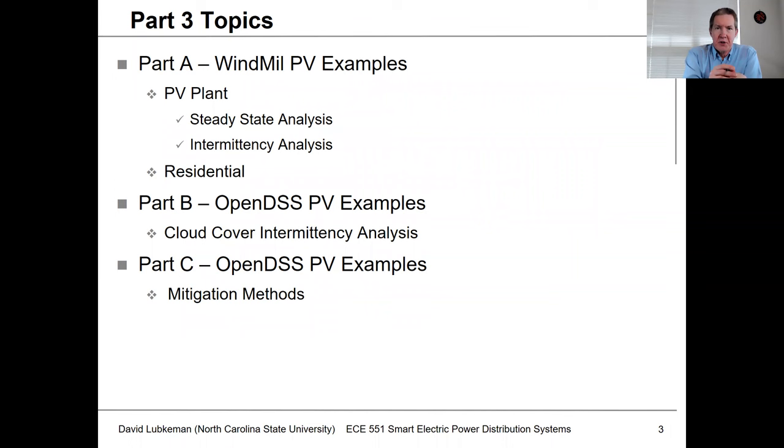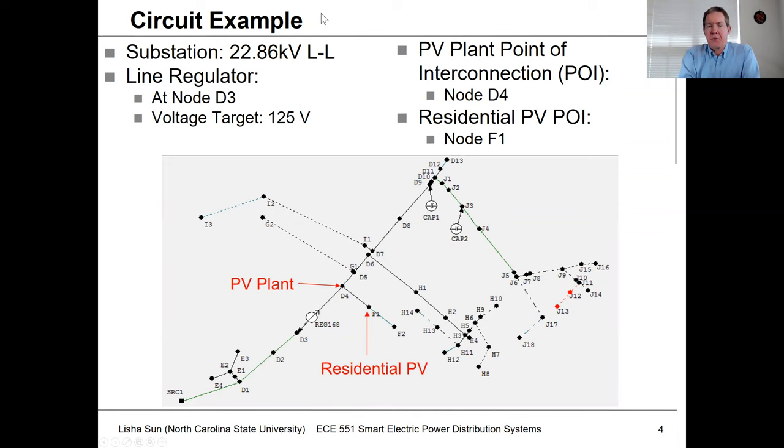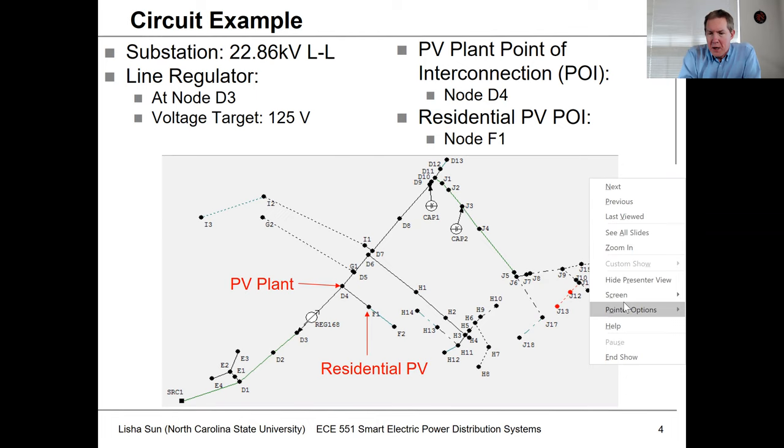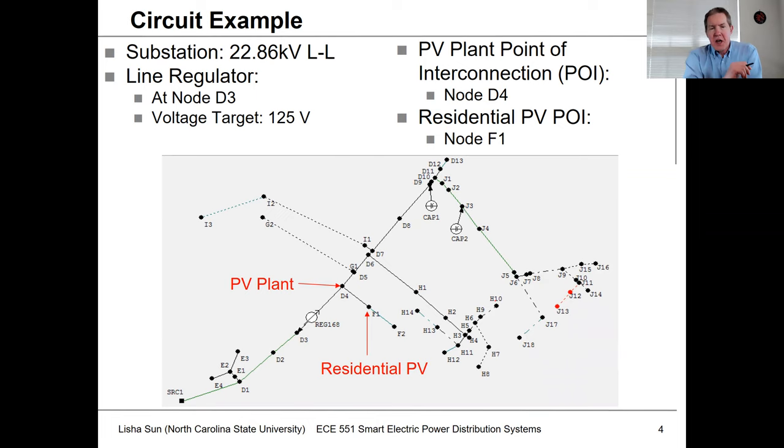The example circuit we'll be looking at is similar in nature to the circuit you're using for your project. This is another similar type of circuit. It's a 23 kV circuit. And what we'll initially start looking at, with the WindMil analysis, is a large scale PV plant on the main feeder, and also some smaller plants on the residential side on this lateral.